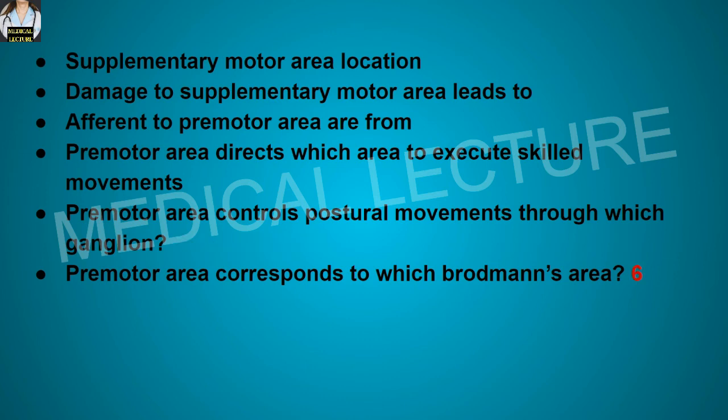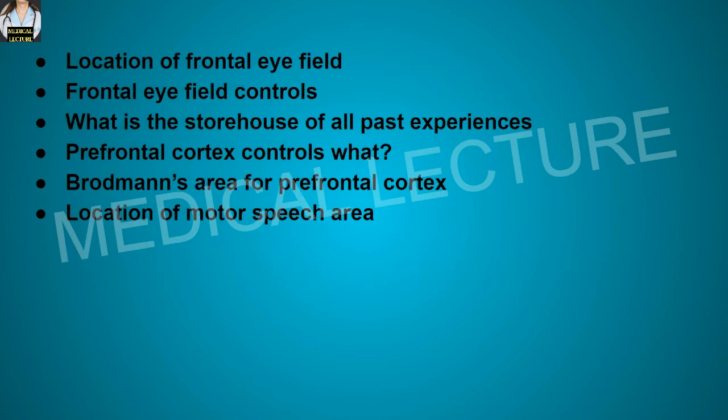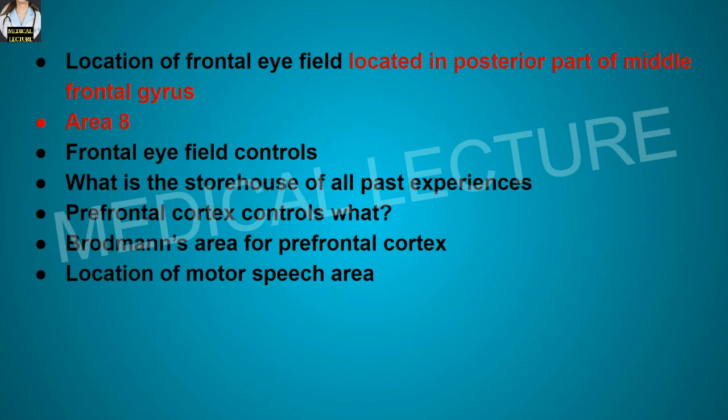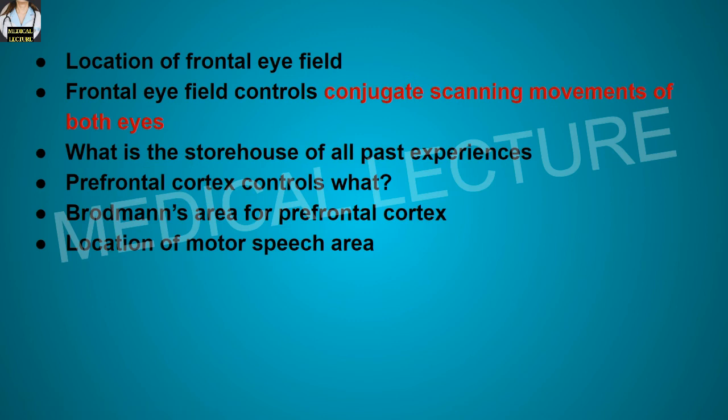Premotor area corresponds to which Brodmann's area? Area 6. What is the location of frontal eye field? It is located in the posterior part of the middle frontal gyrus, area 8. Frontal eye field controls what? It controls the conjugate scanning movement of both eyes.